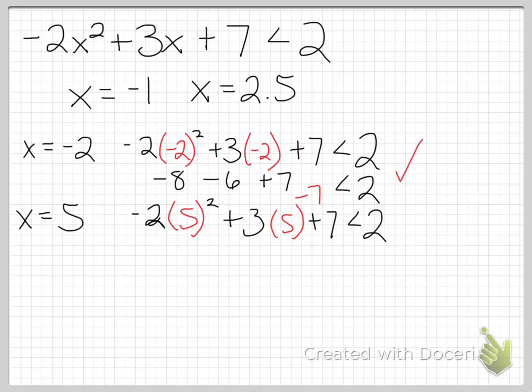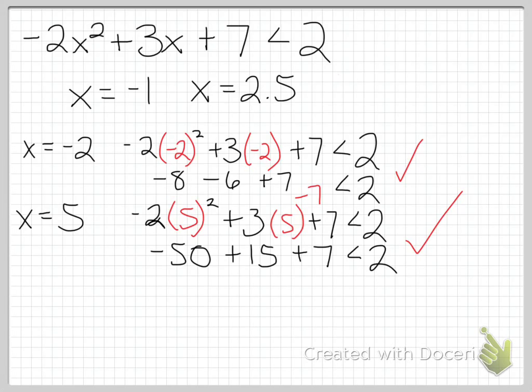So 5 squared, again starting with the exponent, 5 squared is 25 times a negative 2. That would give me a negative 50. Plus 3 times 5, we're looking at a positive 15. So a negative 50 plus 15, and we're at a negative 35. Plus 7, we're at a negative 28? Must be less than 2. Yeah, I'm pretty sure that that's going to be way less than 2. Yes, so that is true.